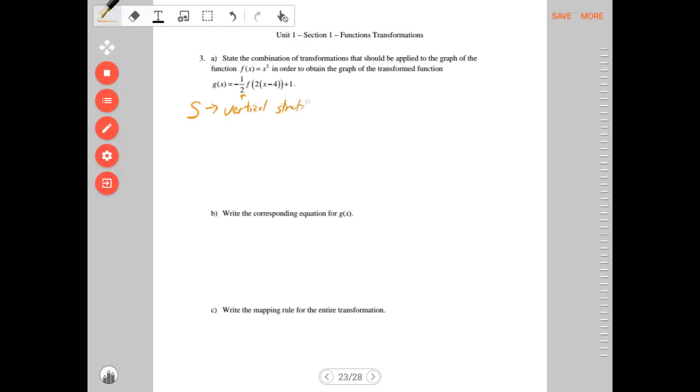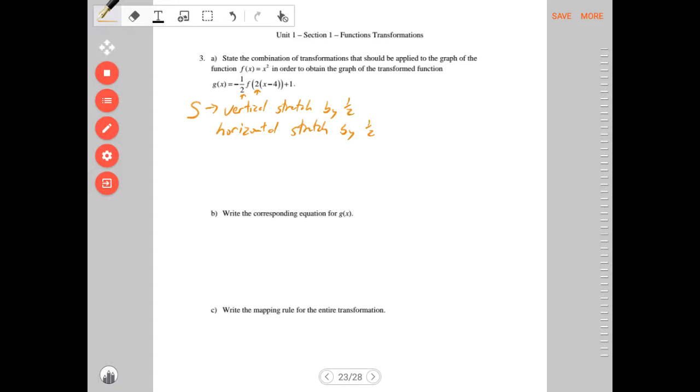There's a half here, so that's a vertical stretch by 1/2. We leave it alone. Then we have the 2. That is a horizontal stretch by 1/2. Remember, the horizontal ones we flip over. We take the reciprocal.